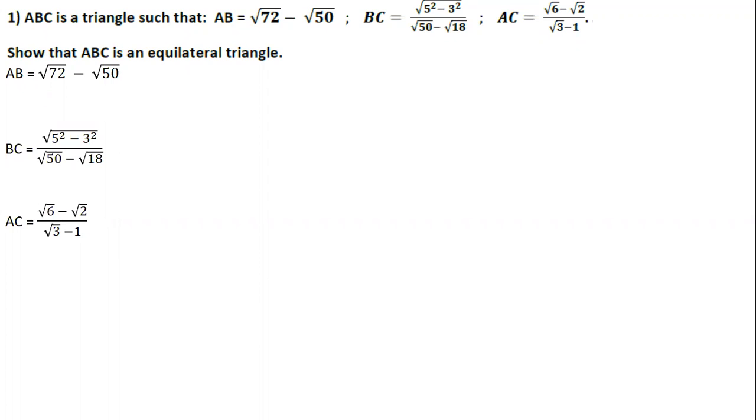So Yasmina, we are given a triangle ABC. We know in every triangle we have 3 sides, right? So for triangle ABC, the sides are AB, AC, and BC. What we should prove is, read the question, Yasmina: show that ABC is an equilateral triangle. So we should show that ABC is an equilateral triangle.